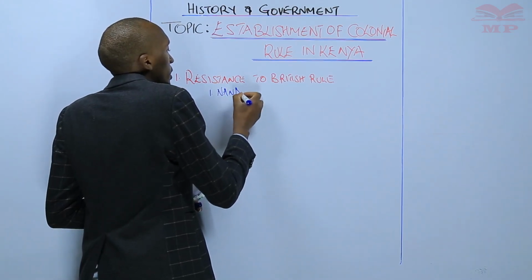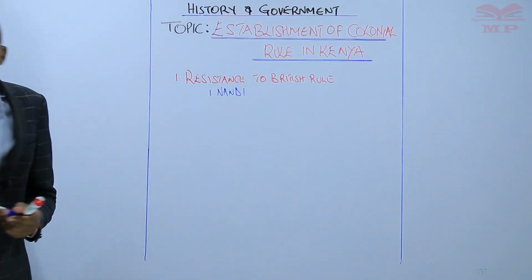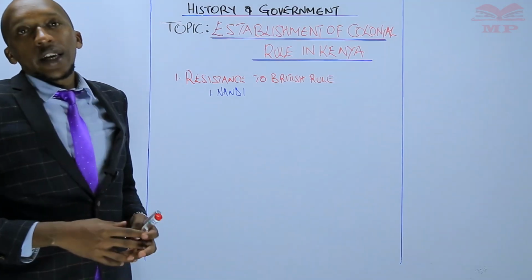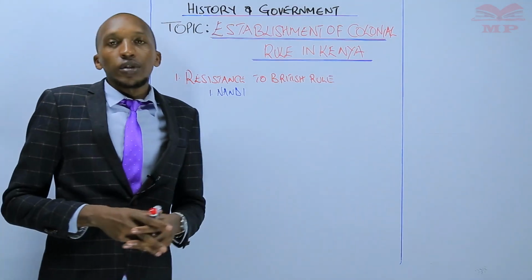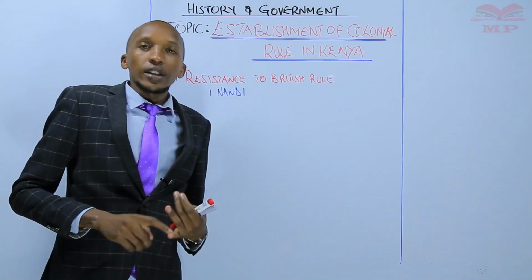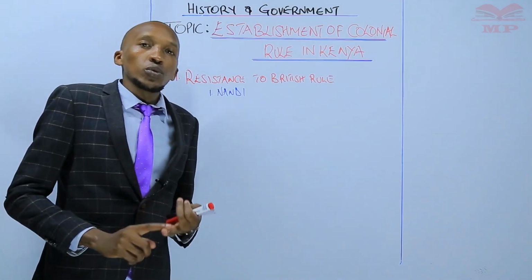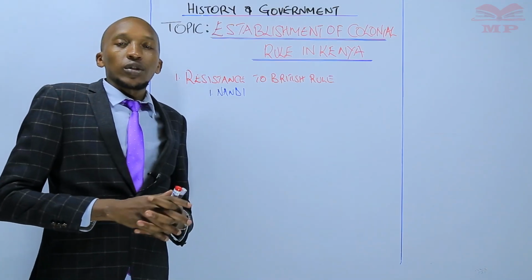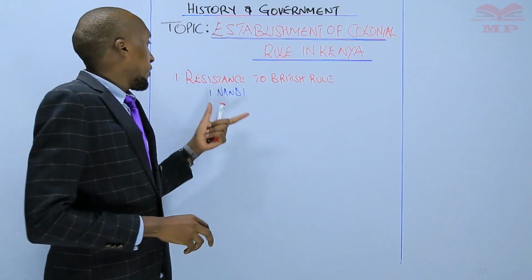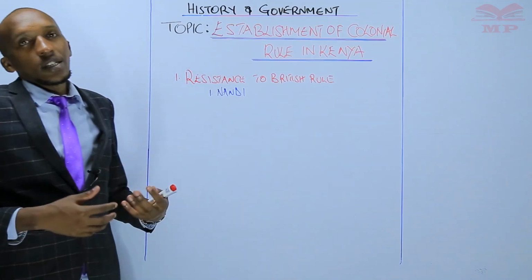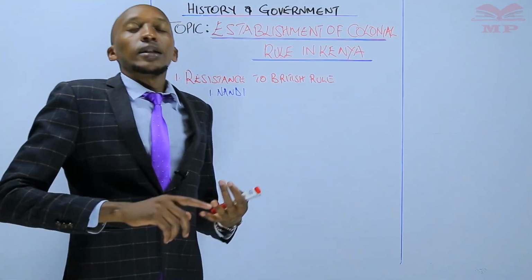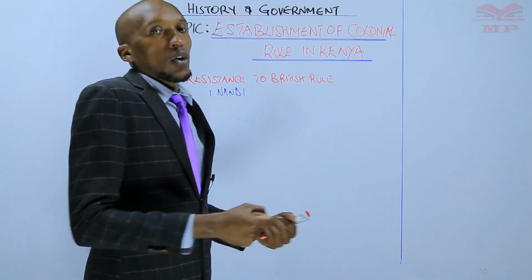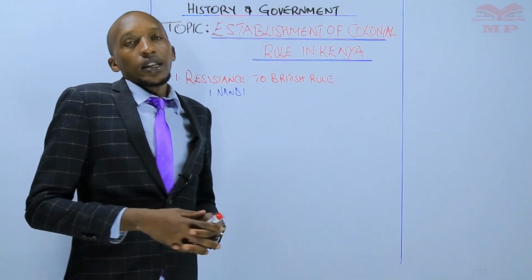We said there are other communities apart from the Nandi that resisted. Are you able to remember them? The communities that resisted the British colonial rule. The first one that we are studying are the Nandi. We also mentioned the Bukusu. We shall also see the Agiriama, and finally we shall look at the Somali. But we have started with the Nandi, and in our last lesson we studied the causes. What were the things that forced the Nandi to resist against the British rule?